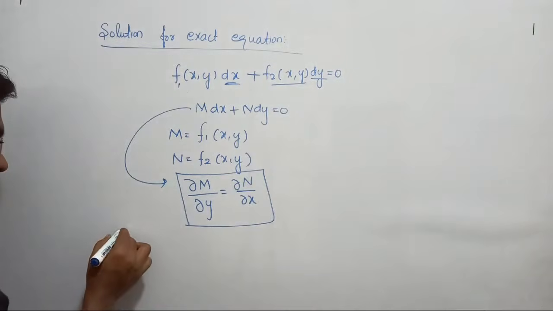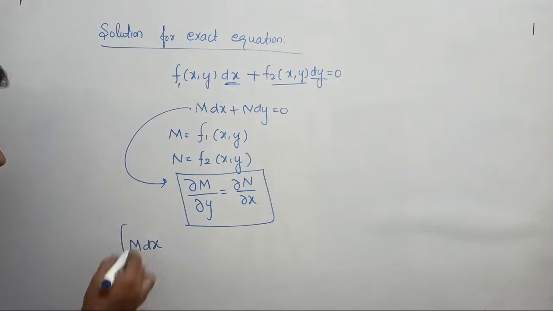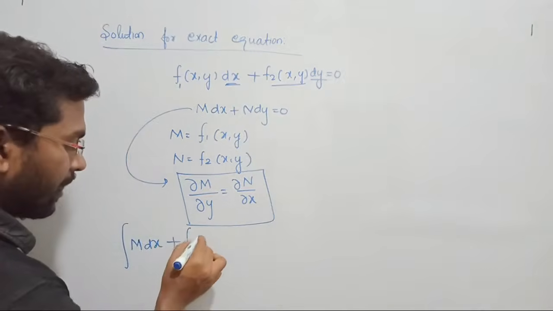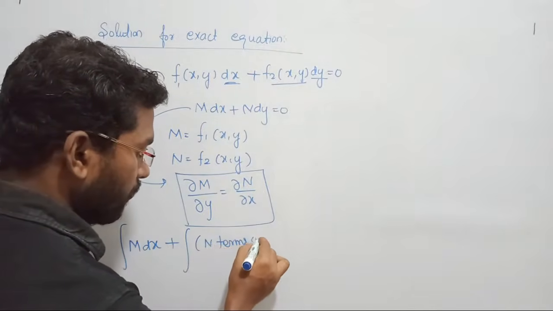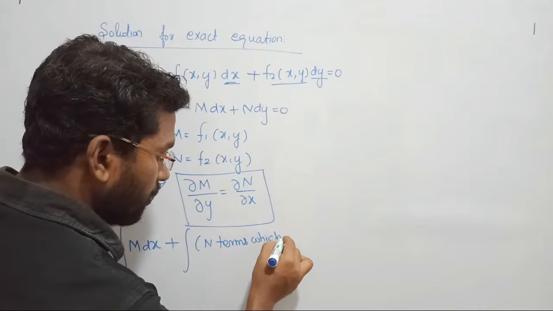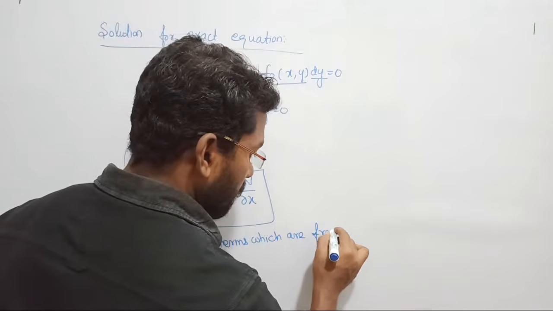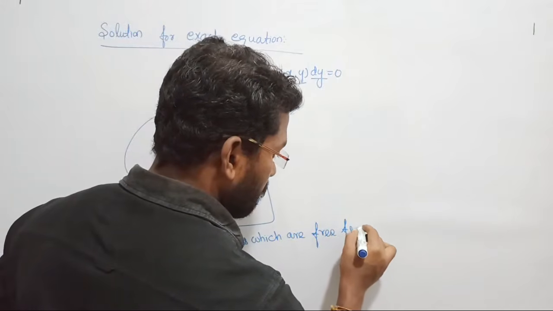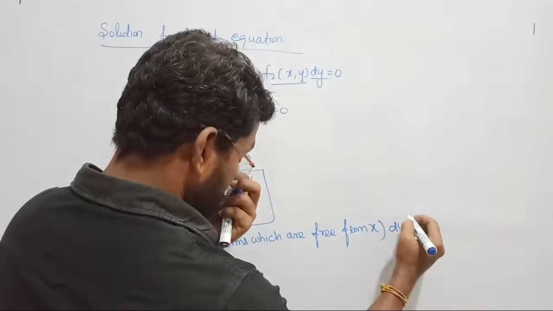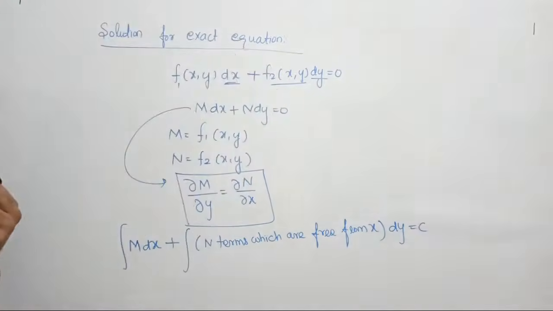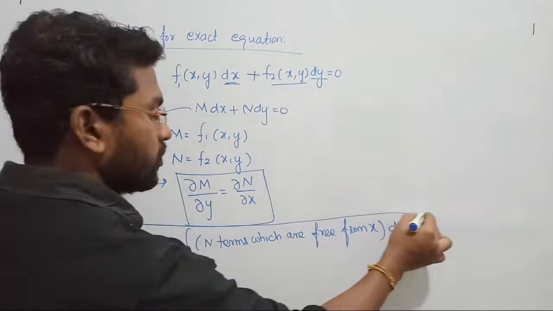Next step, final answer: integral of m directly with respect to dx, you can just do the integration, plus integral of n terms, consider n terms which are free from x, right, with respect to dy equal to c. Integration will become c. Okay, that is the method in order to find out the solution for that function.